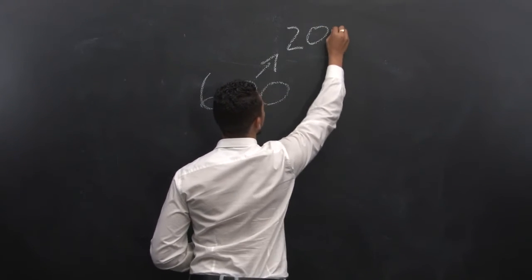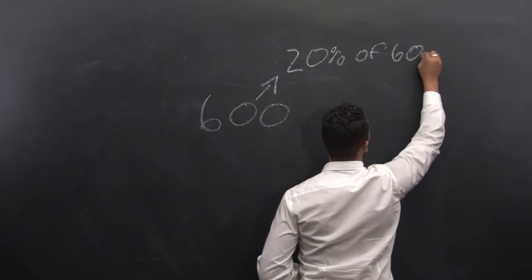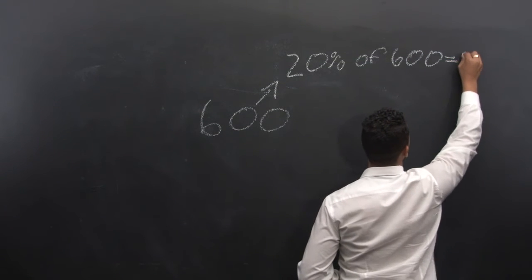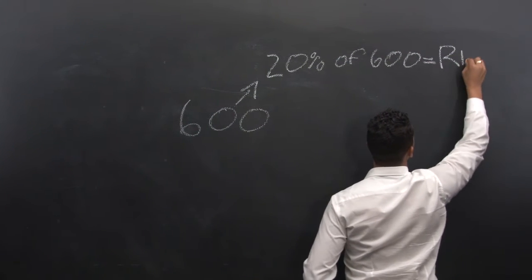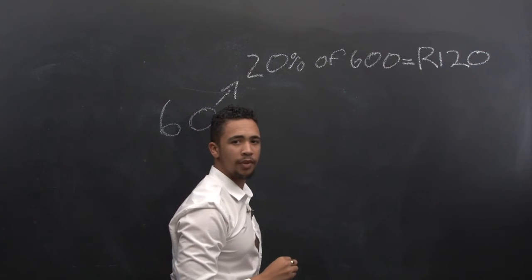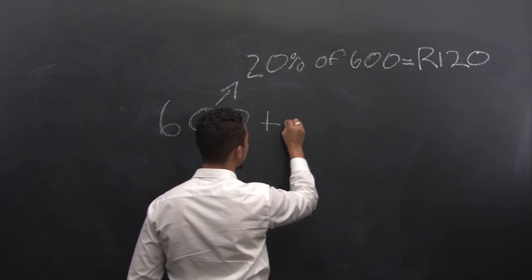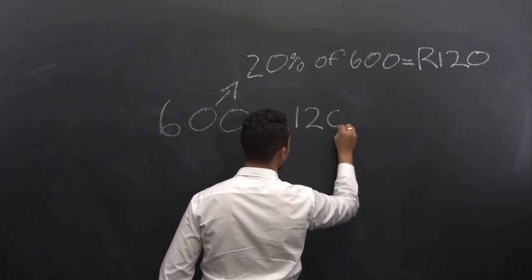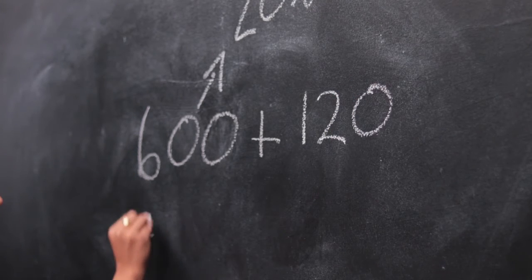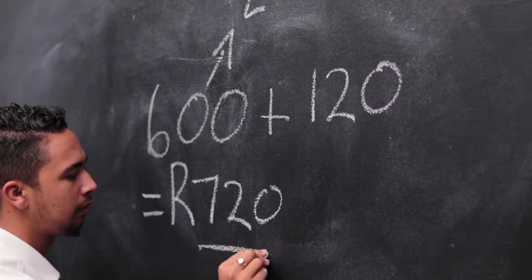20% of 600 is equal to 120 Rand. So his new rate will be 600 plus 120, and that will be 720 Rand.